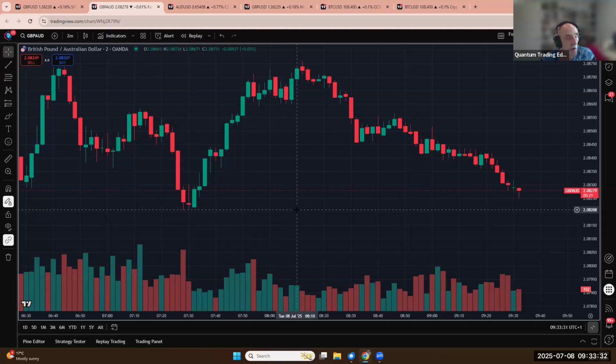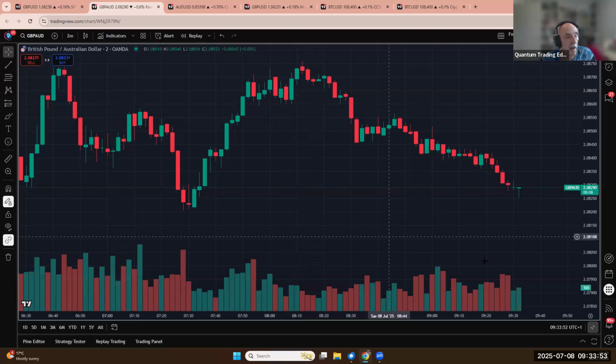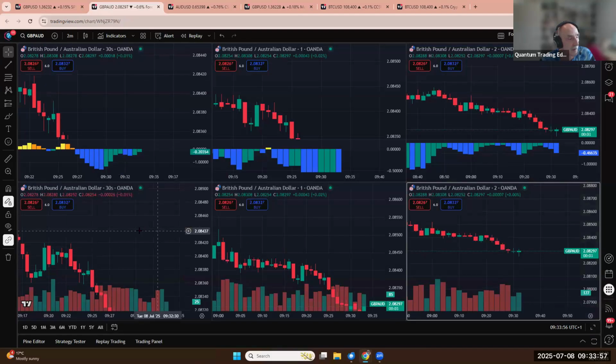We are looking for confirmation that volume and price are in agreement, what Wyckoff called cause and effect, or effort and result. In other words, does the effort that is going in match the result that we see on the price chart? If it is, fantastic, we carry on. If not, we go and analyze it and find out why. And part of that analysis is looking at multiple timeframes, which is why we have all these multiple timeframes here.